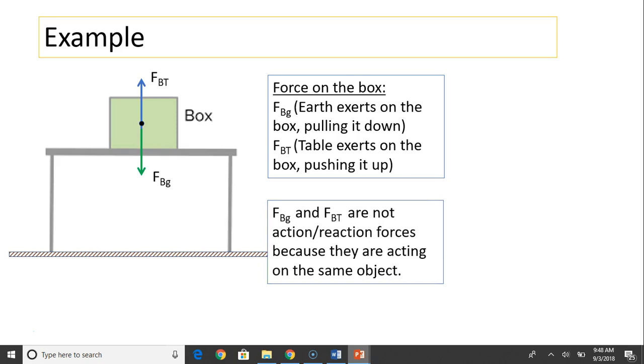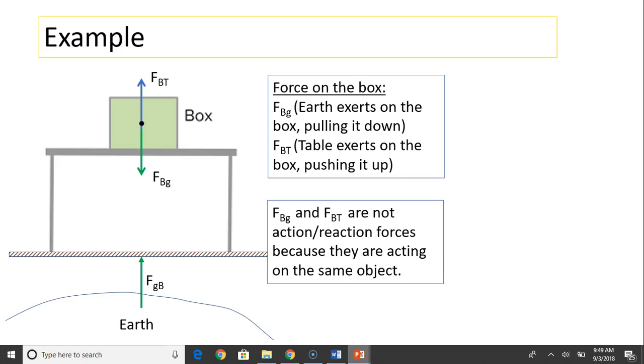Now, these two forces are not action-reaction forces. And they do cancel out because they are acting on the same object, but they are not action-reaction forces. So what is the reaction force of the earth exerts on the box pulling it down? The reaction force would be the box is pulling the earth up.